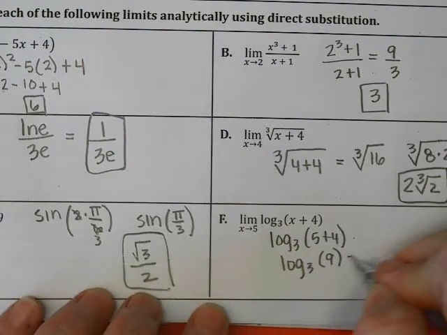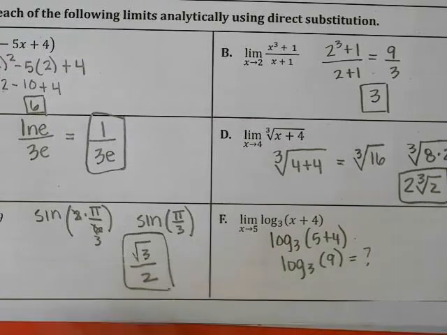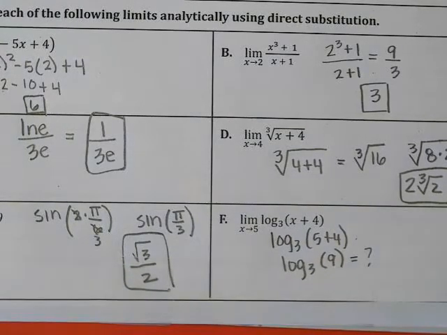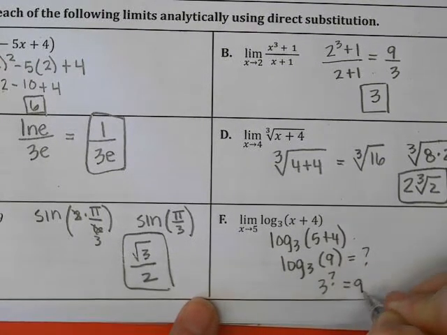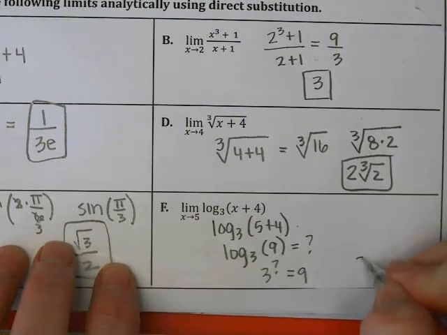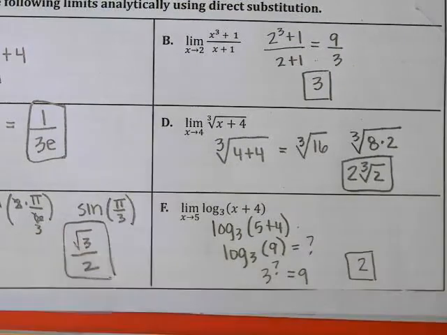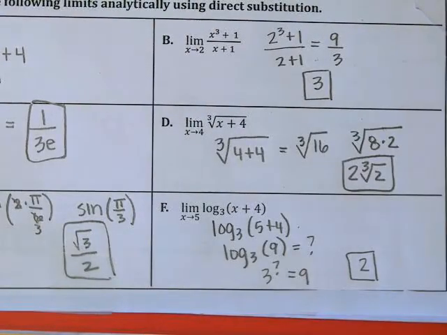What I want you to think about is that this equals something. And there's more than one way to look at this, okay? So kind of bear with me here. What this really means is 3 to some power equals 9. And that would be 3 squared. So that is our answer. Ta-da!